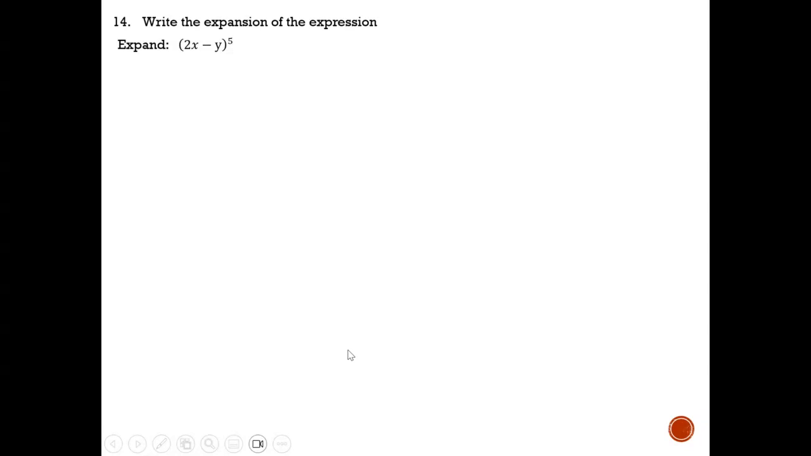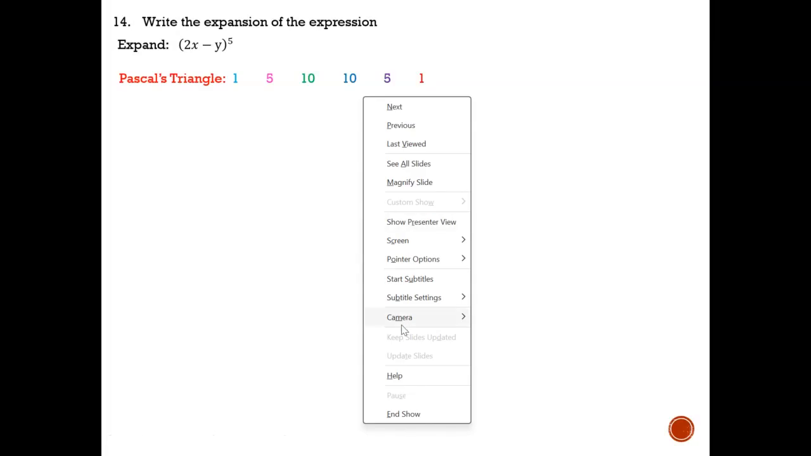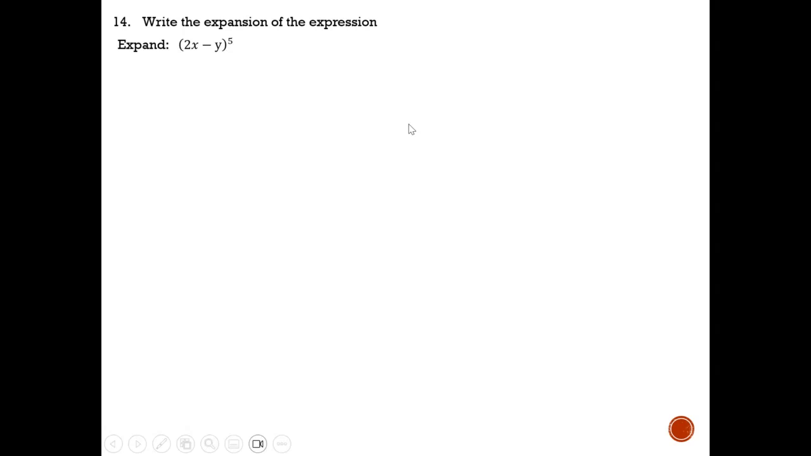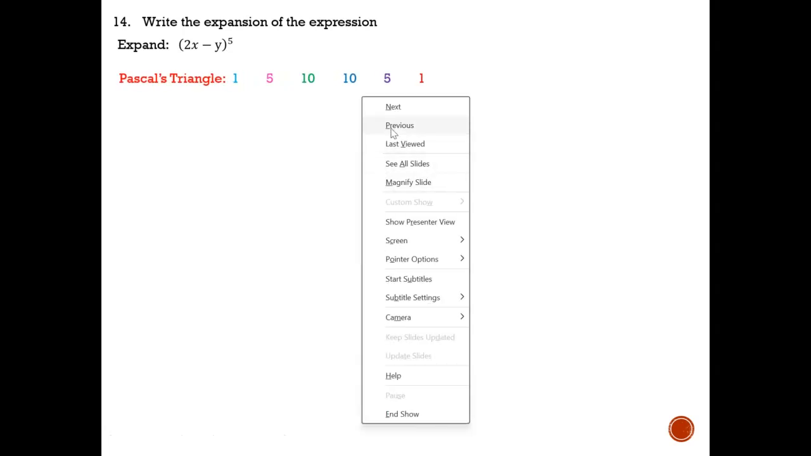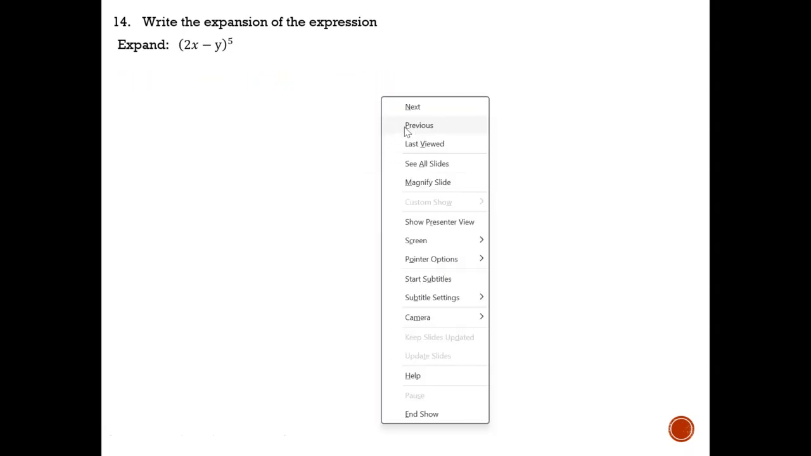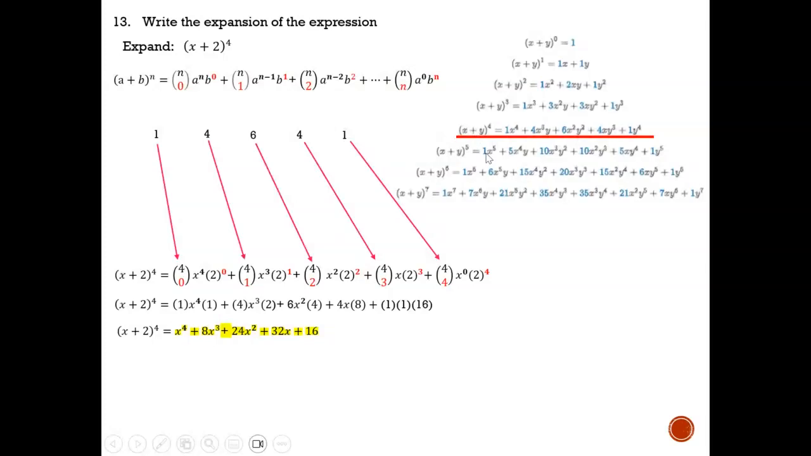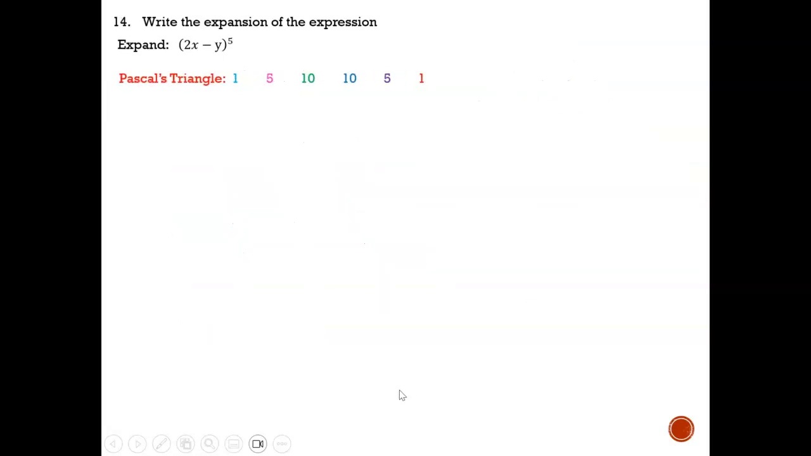Now, again here, if you want to use Pascal's triangle, you're going to get 1, 5, 10, 10, 5, and 1. Let me go back to show you how we got those. You see, guys, this is the fifth row. It's going to be 1, 5, 10, 10, 5, and 1. That's what I'm talking about.